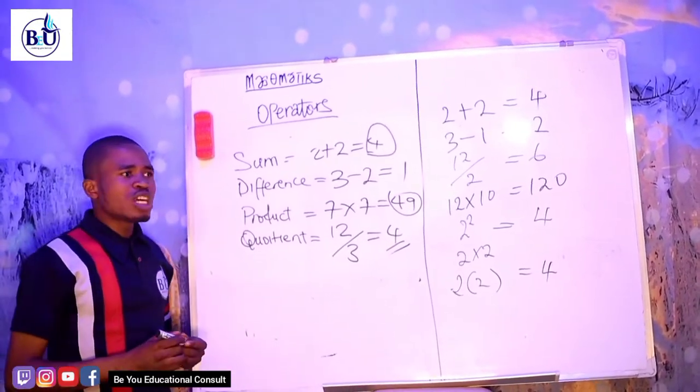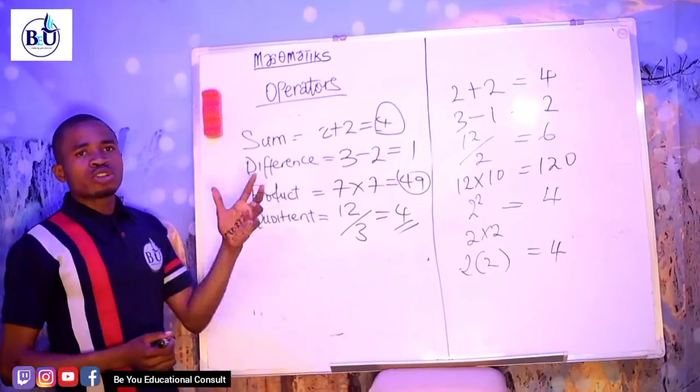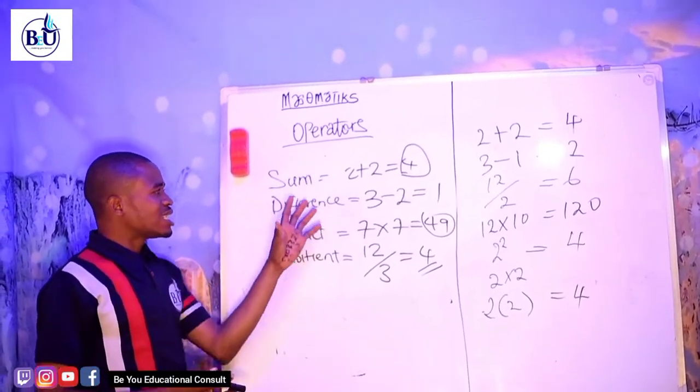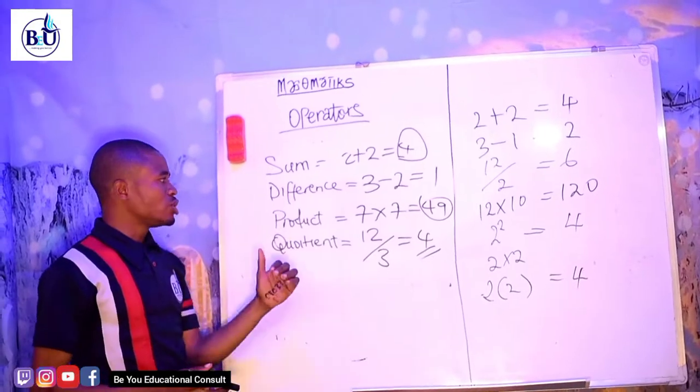So I'm telling you this so that whenever they say the product of this and this, the sum of this and this, the difference of this and this, you ultimately understand what they mean. The answer you get after division is called what? Quotient.